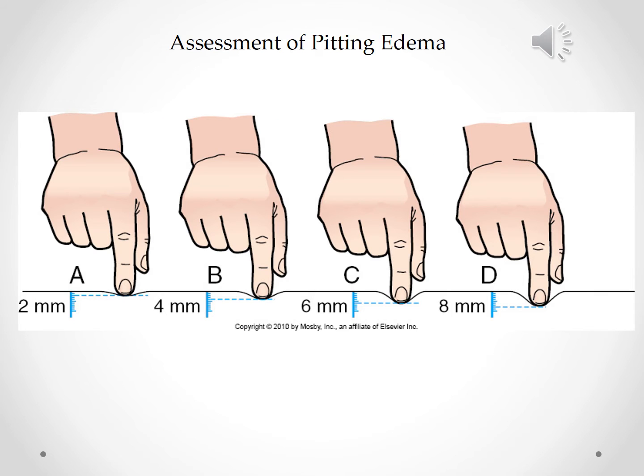So here you see assessment of pitting edema in the lower extremities. You can do this on the front of the leg over the shin. If it goes down 2 millimeters, it's a 1+, 4 millimeters is a 2+, 6 millimeters, it's a 3+, and if it indents 8 millimeters and it stays down, doesn't come back up, that's 4+ pitting edema.